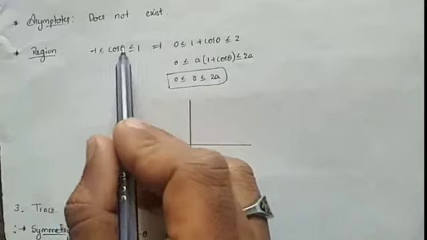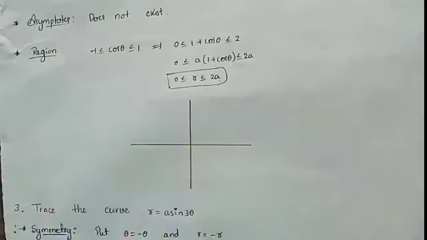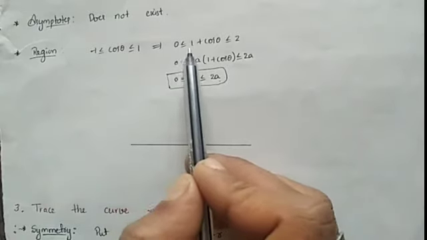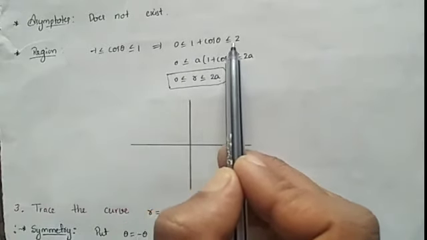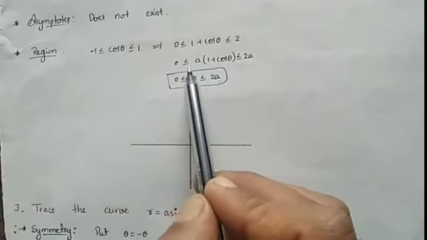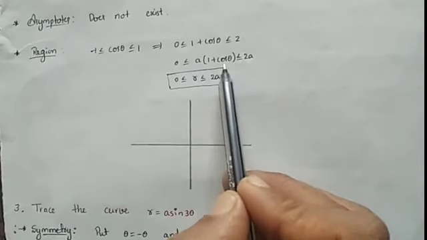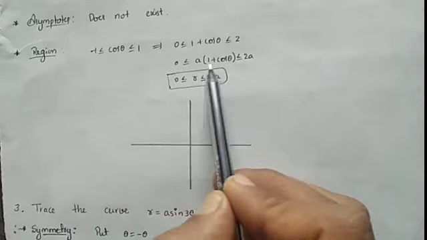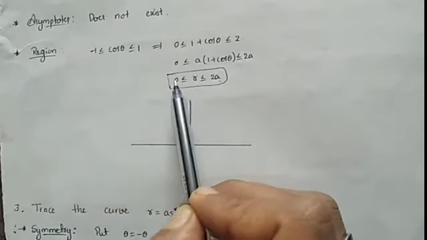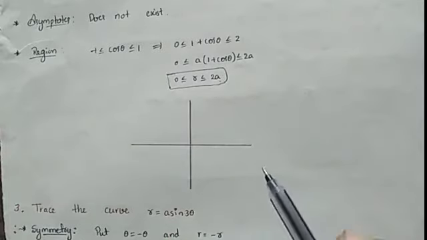We know that the cos theta always lies between minus 1 to plus 1. You adding plus 1, you get 0 less than or equal to 1 plus cos theta less than or equal to 2. You multiply throughout by a, you get 0 less than or equal to a into 1 plus cos theta less than or equal to 2a. A into 1 plus cos theta is r. The curve lies between 0 to 2a.